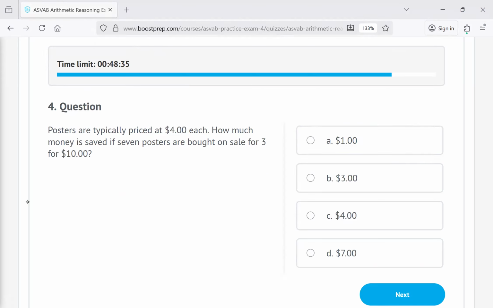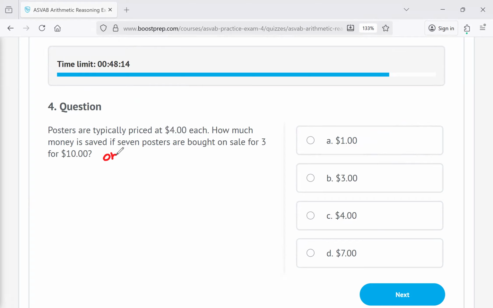Okay, question 4. Posters are typically priced at $4 each. How much money is saved if 7 posters are bought on sale for $3 for $10? So you're going to have to subtract. So let's figure out how much it would cost for the original price.